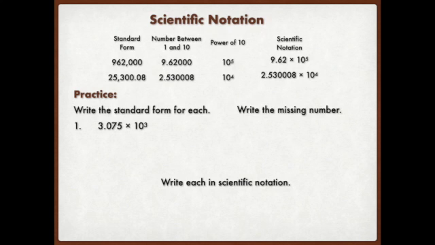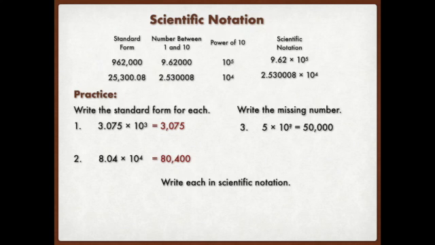Now let's write the standard form for 3.075 times 10 to the 3rd and 8.04 times 10 to the 4th. Write the standard form, so this is the big number, the larger number. Check your answers to see if you did it correctly. Now sometimes I may ask you for the missing number. So if we have 5 times 10 to the question mark, what's that missing exponent? How many places did I move the decimal? I moved it 4 places, so that would be 4.